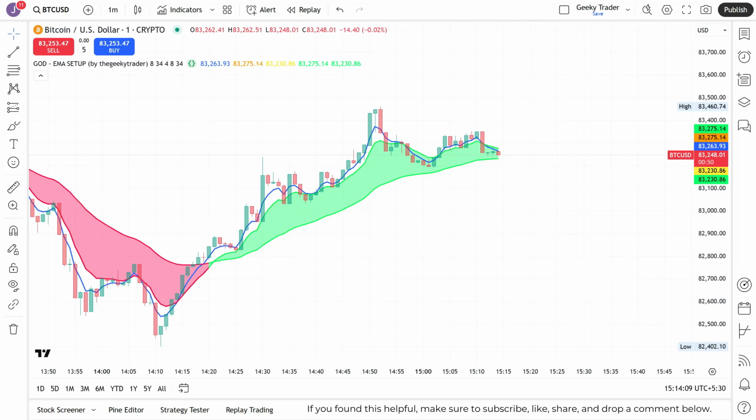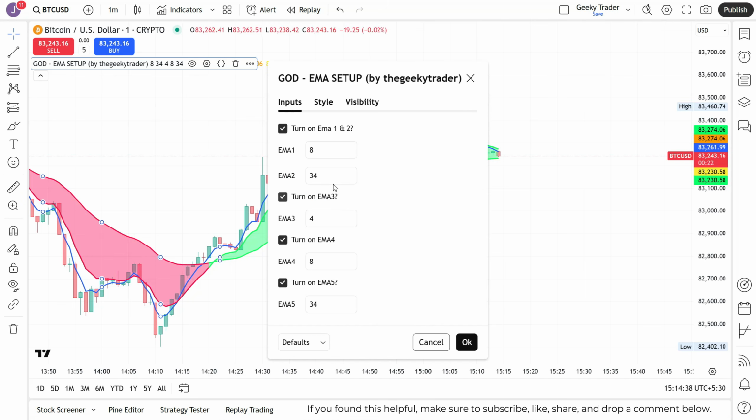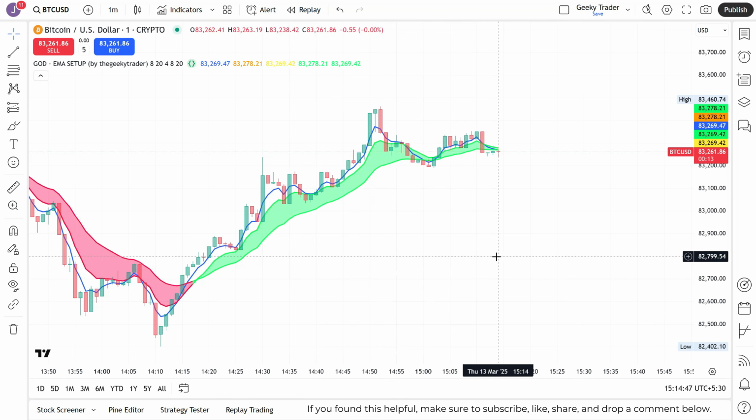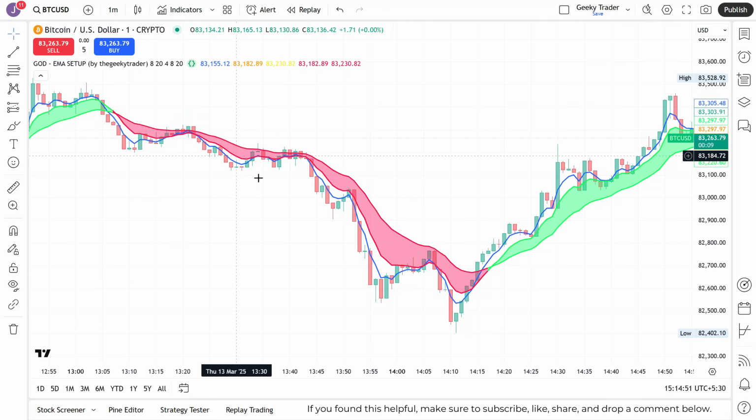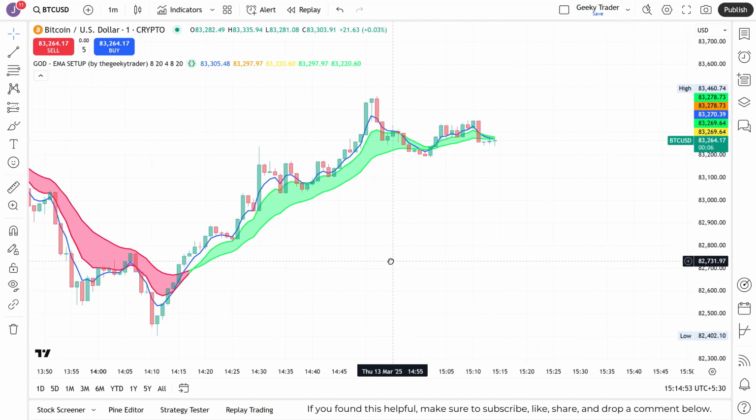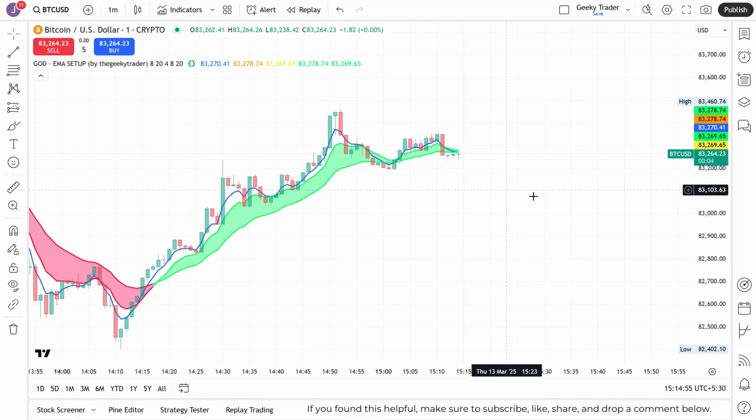Now that you understand how to use these signals, let's move on and see this strategy in action on a live market chart. To fine-tune my setup and make it more responsive to price action, I'm going to adjust EMA 2 and EMA 5 from 34 to 20. By doing this, the EMAs will react faster to price changes, helping me identify potential trade opportunities more quickly. A shorter EMA like 20 is more sensitive to recent price movements compared to 34, which means it can give earlier signals for trend shifts.